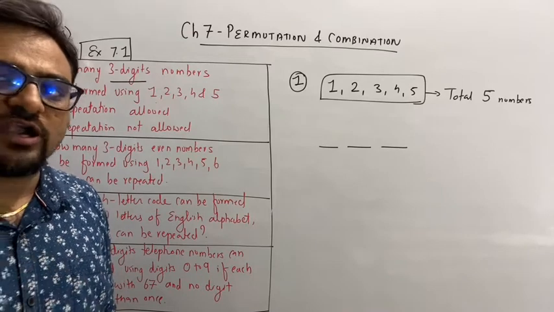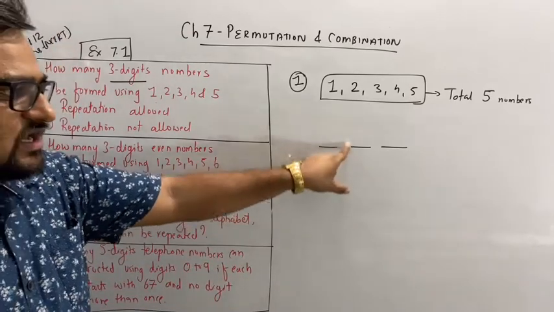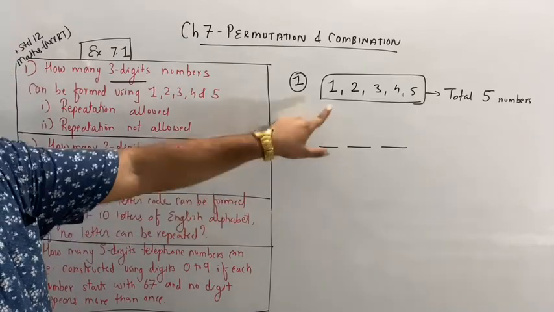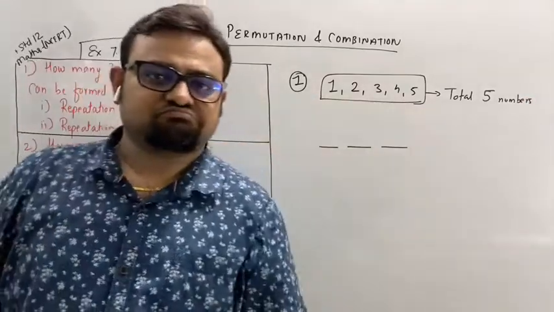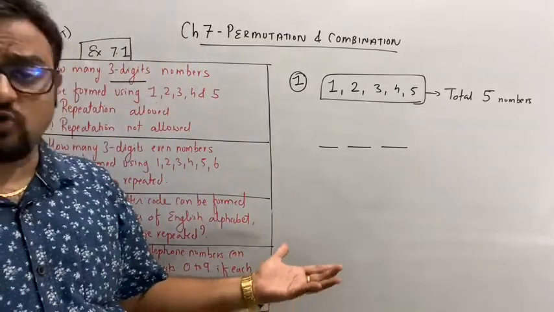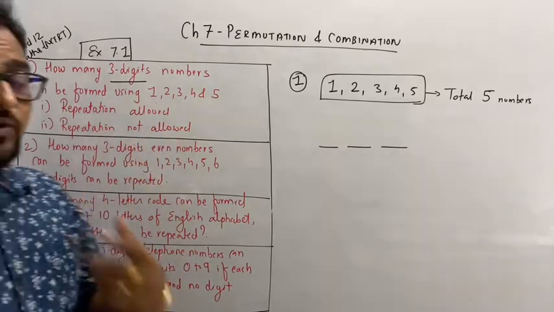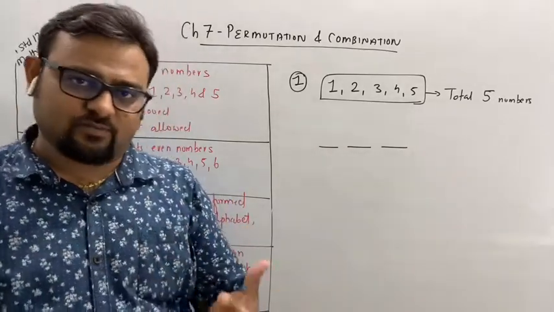Now, first, what is the condition for a three digit number? Okay, you cannot place 0 at this place. At the first place, we cannot put 0, but we are not having 0, right? So it doesn't matter, right? So now there is no condition. Only one thing, that repetition is allowed, means we can repeat the number.